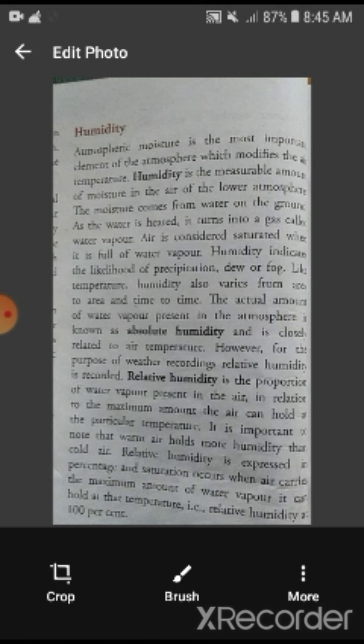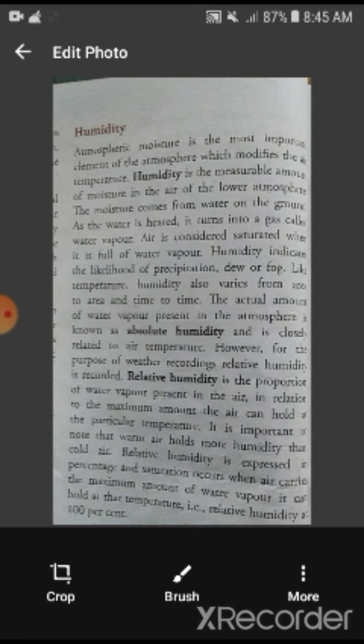So the main elements that influence the weather and climate of an area include temperature, atmospheric pressure, humidity, precipitation, winds, clouds, etc. Already we have discussed the two major elements of weather, temperature and air pressure, or the atmospheric pressure. Today we will discuss the rest of the elements of weather and climate. So we will start with humidity.